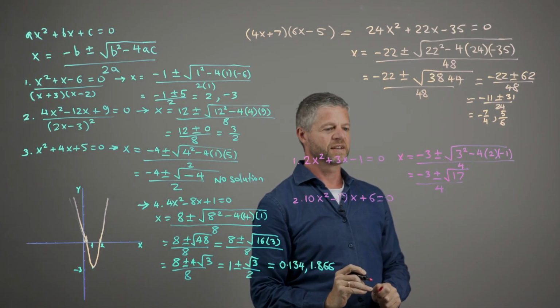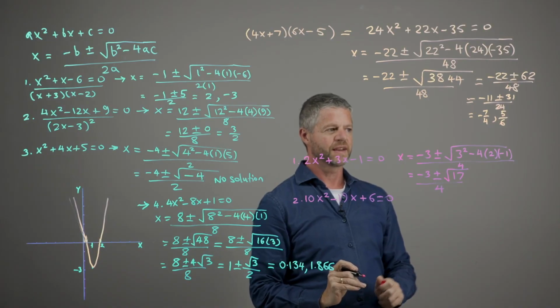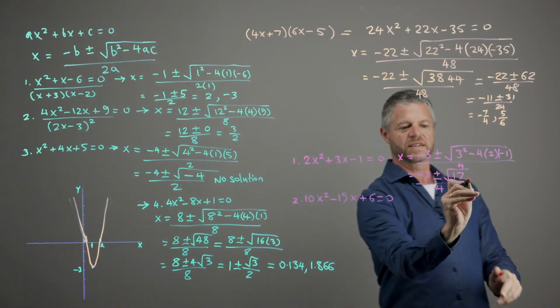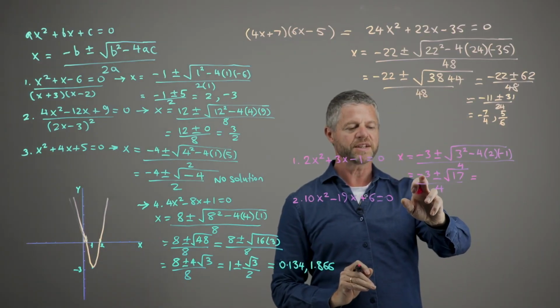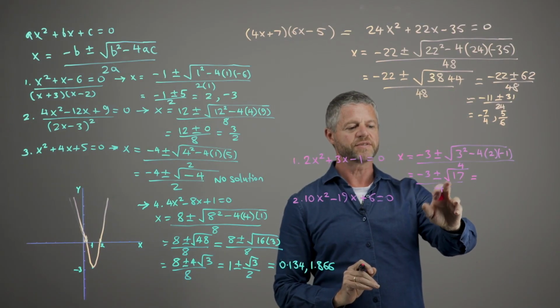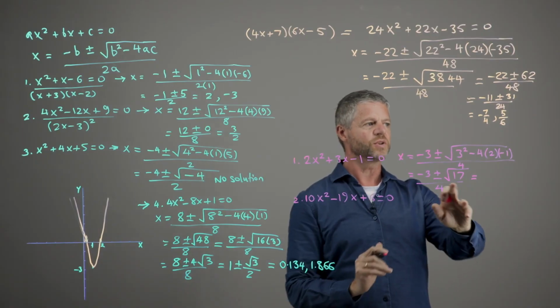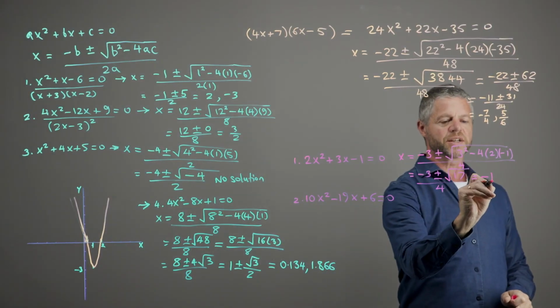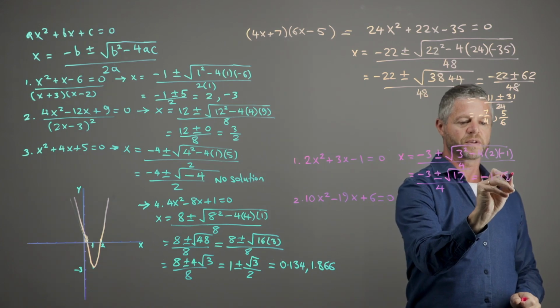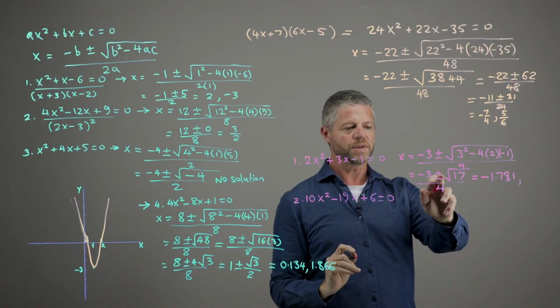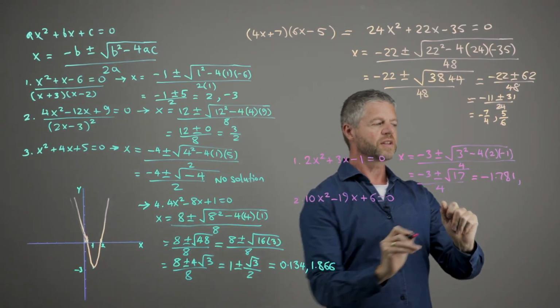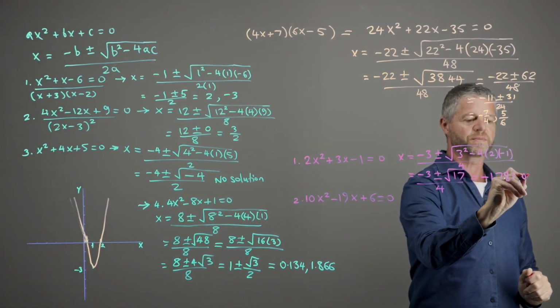And if we write this as decimal numbers, we'll have minus 3 minus root 17 all divided by 4. That gives us minus 1.781. And minus 3 plus root 17 over 4 gives us 0.281.